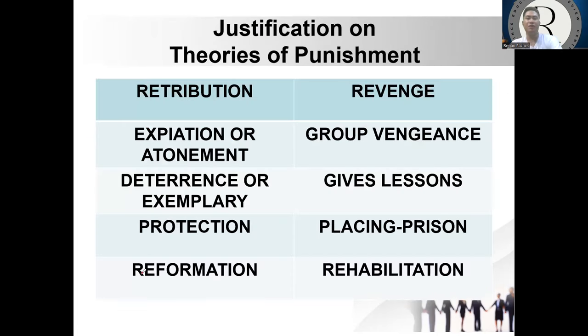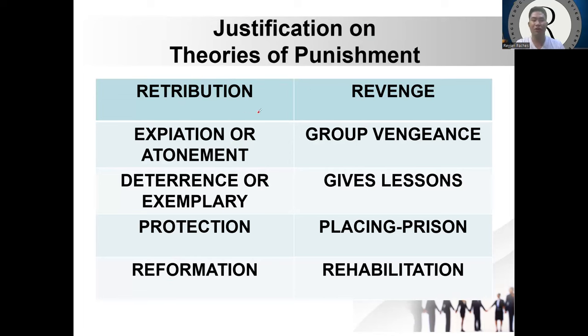Okay. So dito tayo class sa justification or theories of punishment. So we have the different justification na dapat yung malaman. Of course, we have the retribution. Of course, expiation or atonement, deterrence or exemplary, protection and reformation. So i-explain natin one by one.